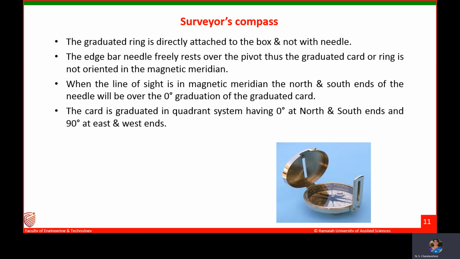Next is the surveyor's compass. The surveyor's compass is also a compass which is used to measure magnetic bearings, but here instead of measuring in the whole circle bearing system, we measure in the quadrantal bearing system.